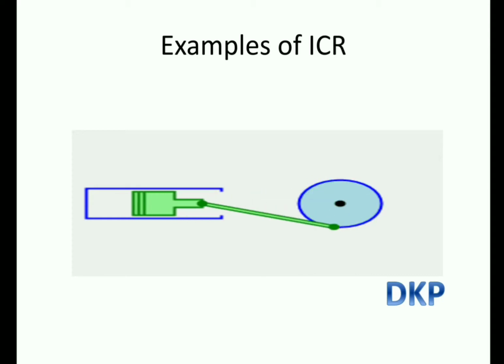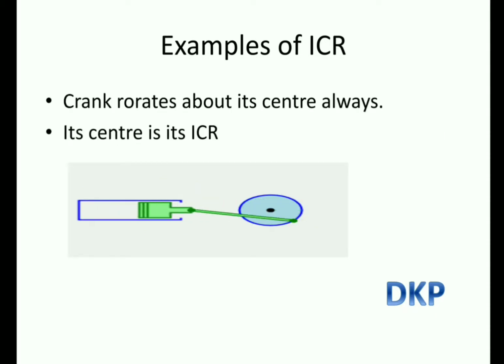Now the very first example which we are going to discuss is about this crank. Here there is a crank which is rotating. The crank is not visible, but the rotation is clearly visible. The crank is rotating continuously, and it is connected to the connecting rod, and that connecting rod is further connected to the slider. So the slider is continuously oscillating and the crank is continuously rotating. The crank is rotating about its center always, and its center itself is its instantaneous center of rotation.